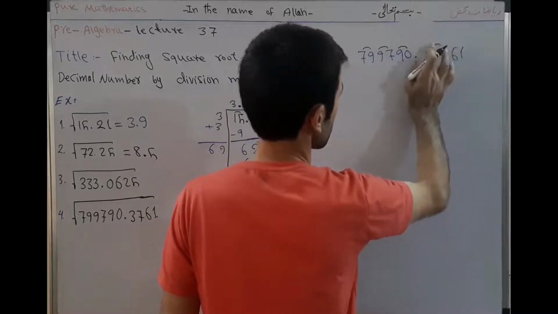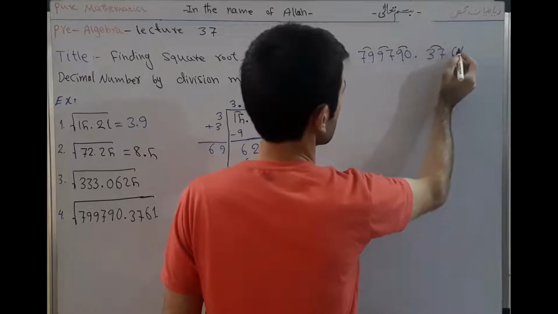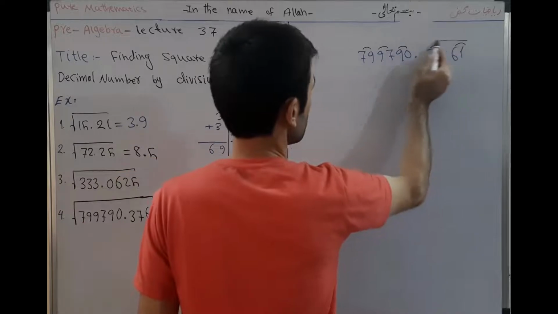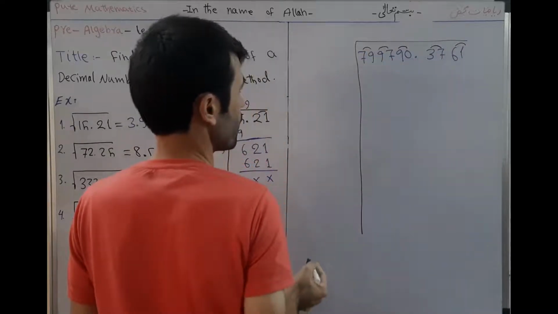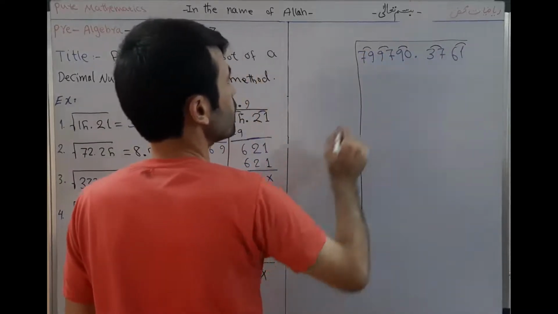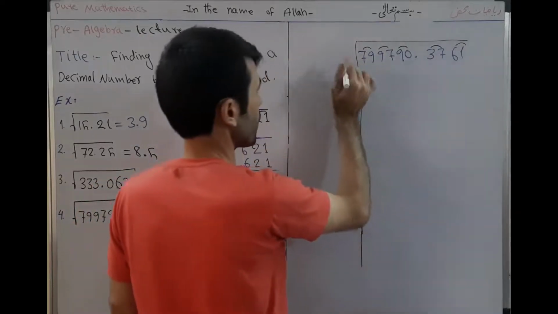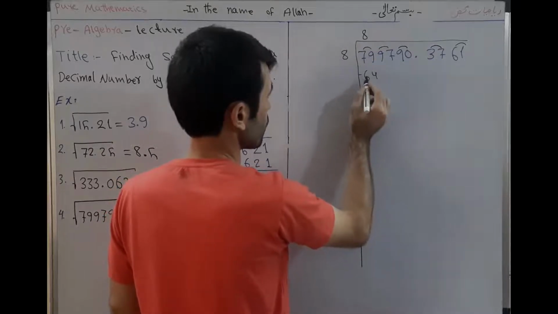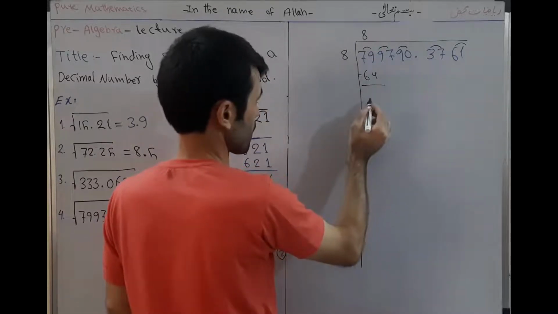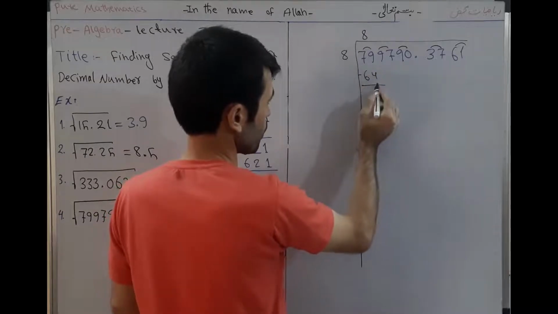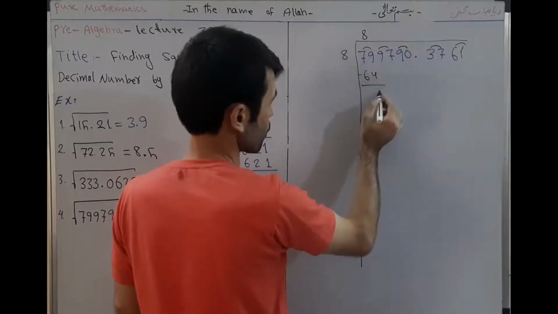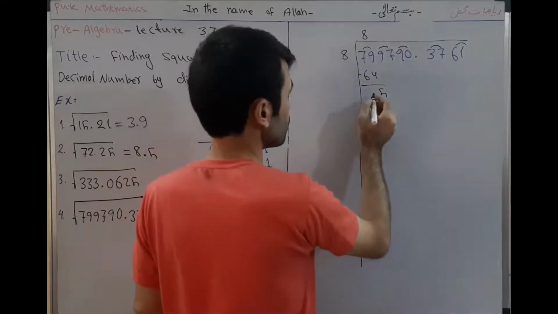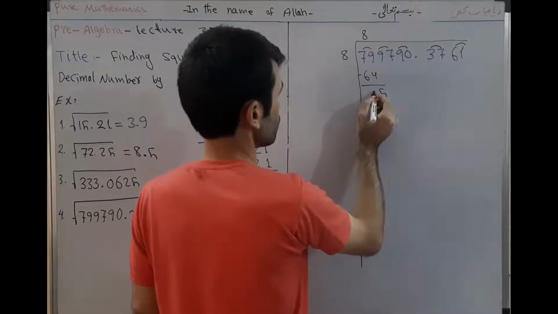From the left side, this is our group. Now we draw this line here. Here we have 79. We have to put 8 here. 8 multiplied by 8 is 64. Subtract 64 from 79. We get 4 minus 9, minus 4 is equal to 5. 7 minus 6 is equal to 1.